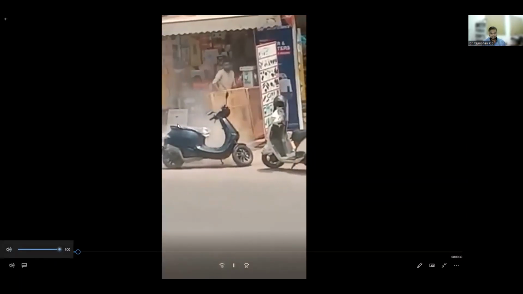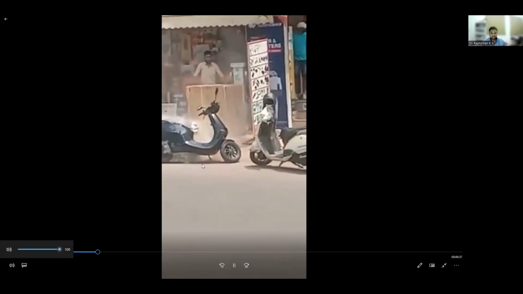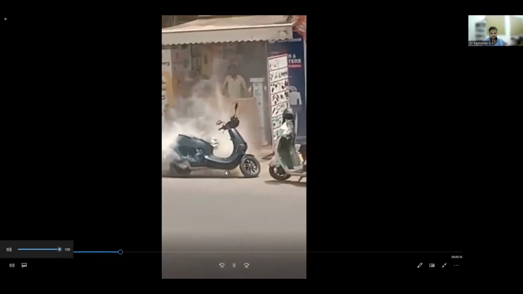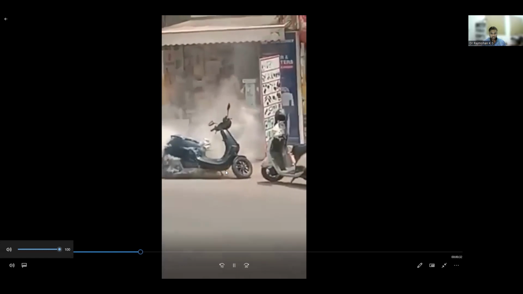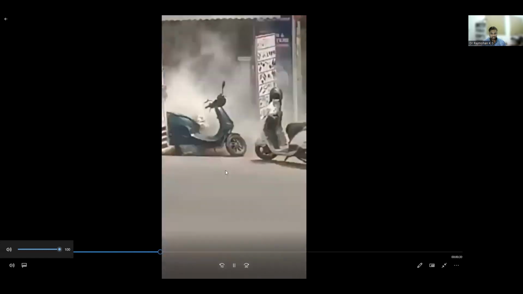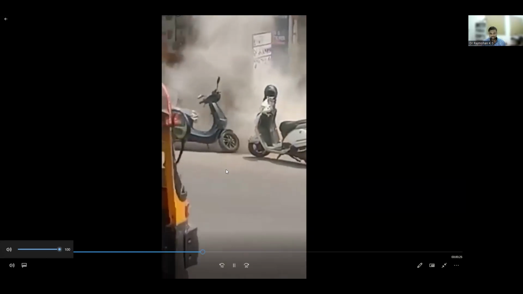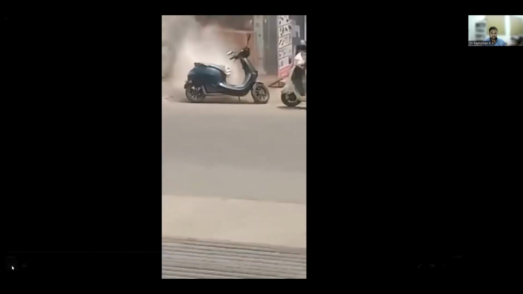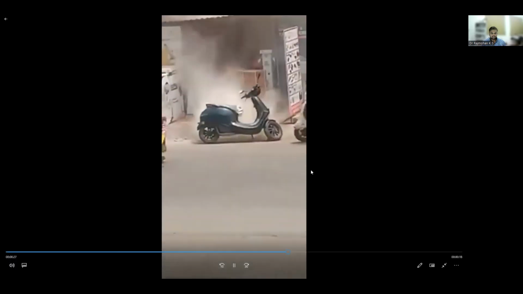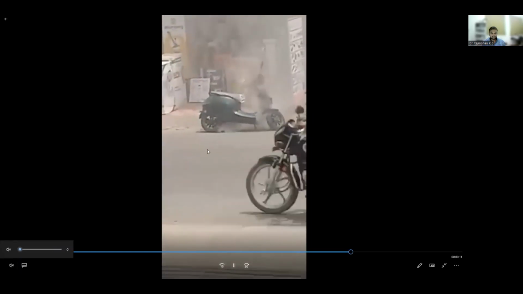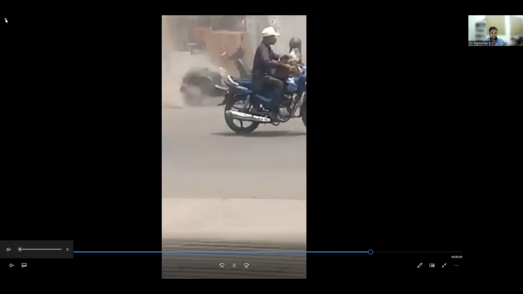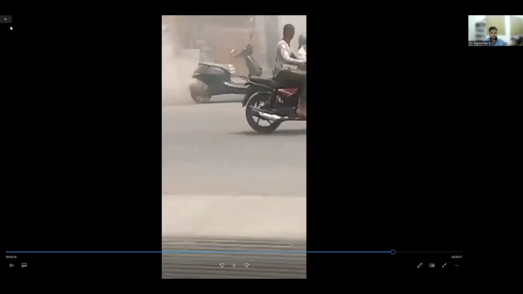So this is an Ola scooter. You can see what is happening here. Because the temperature is warm in March, okay, the temperature has increased. We'll discuss this in detail in the next lecture.